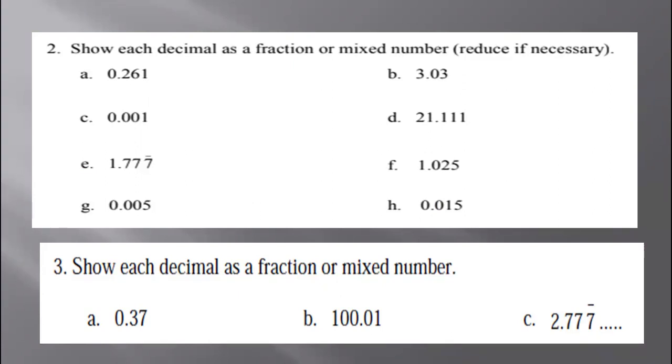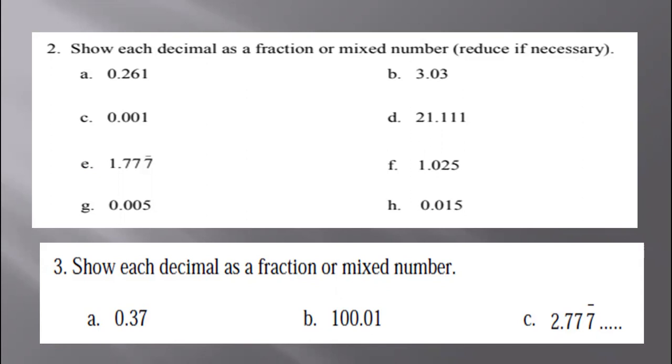which equals 1 and 1 over 40, because 25 over 1,000 divided by 25 each equals 1 over 40. So F is 1 and 1 over 40. 0.005, 5 thousandths is equal to 5 over 1,000, which equals 1 over 200 in simplest form. And 0.015 equals 15 over 1,000, which equals 3 over 200 in simplest form.